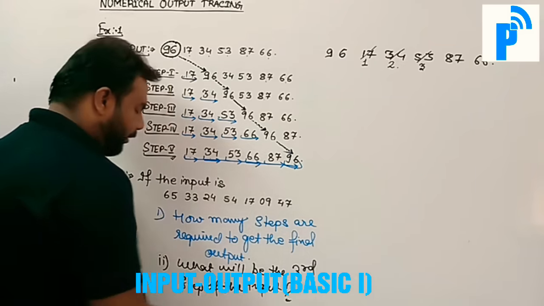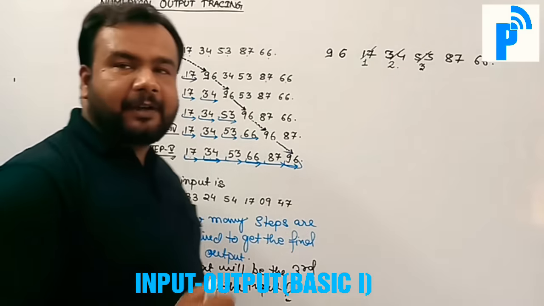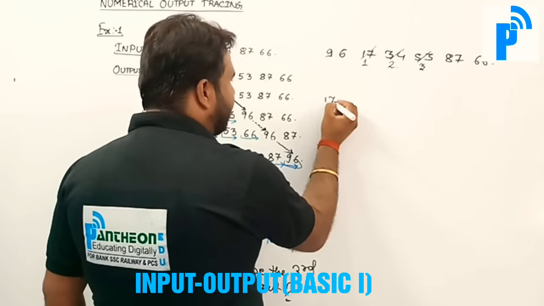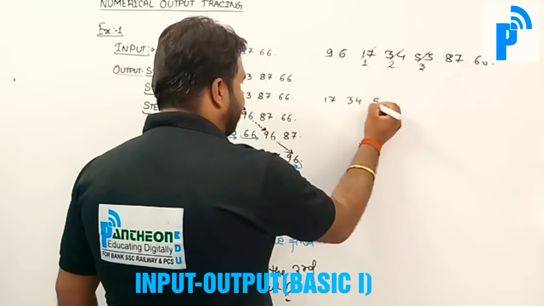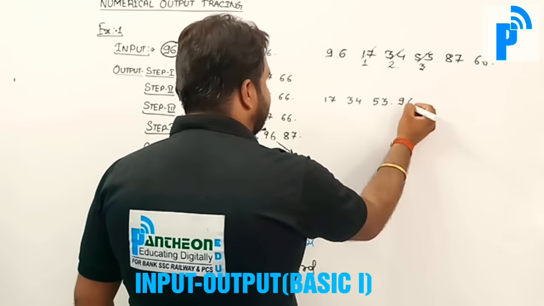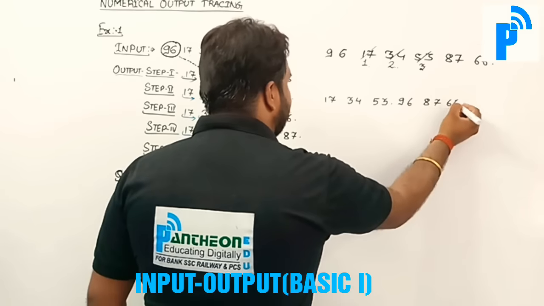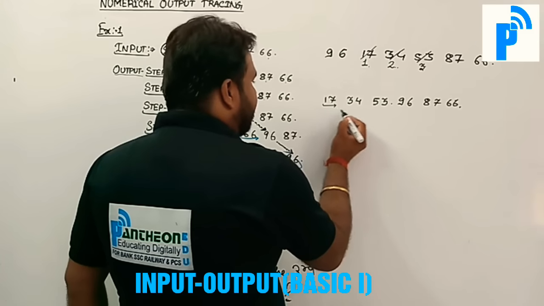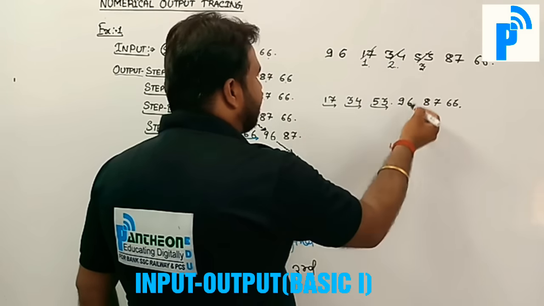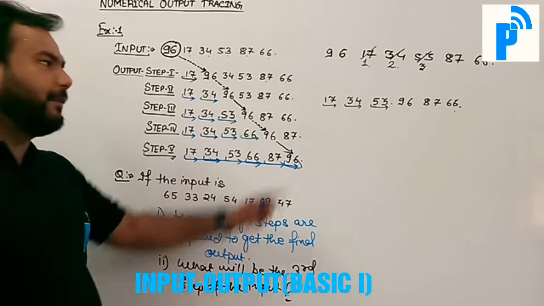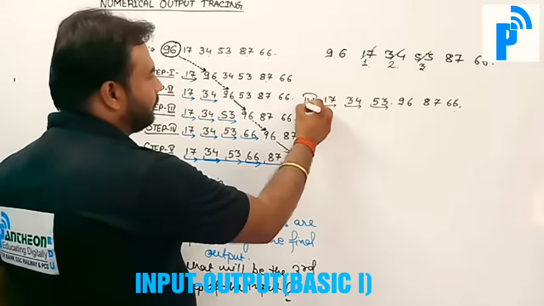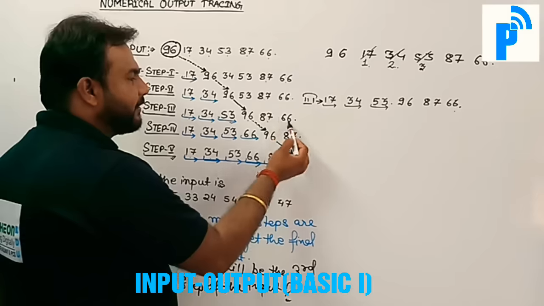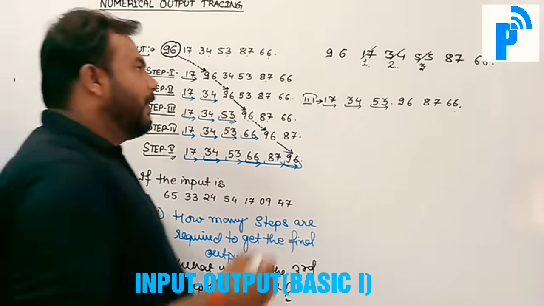Now, when I talk about what will be the third step, then how we will find out the third step? Now you can see is 17, 34, 53. These were the first three elements now. 17, 34, 53. Now we have 96, 87 and 66. These three elements are left. So first 17, then 34, then 53, then 96, 87, 66 अपनी जगह पर. Now you can confirm this. क्या ये third step है? 17, 34, 53, then we have 96, 87, 66. Yes or no?